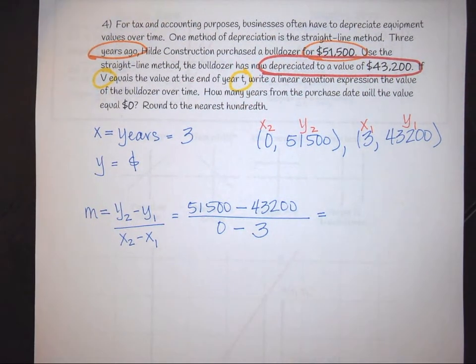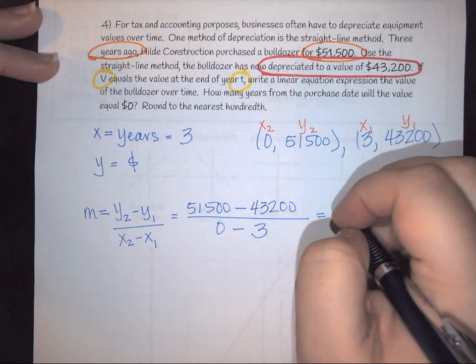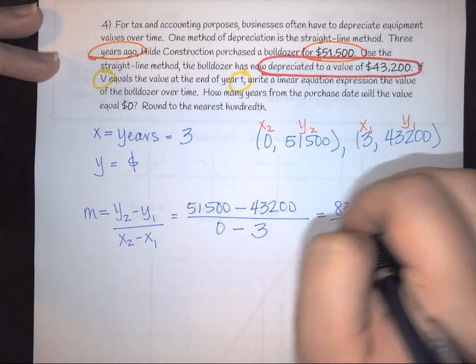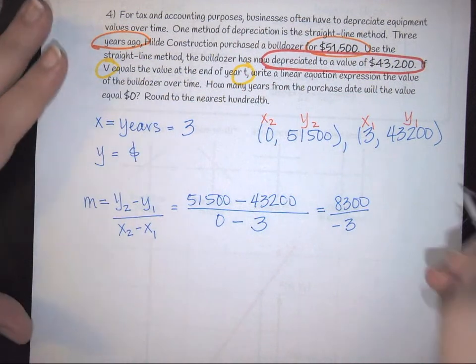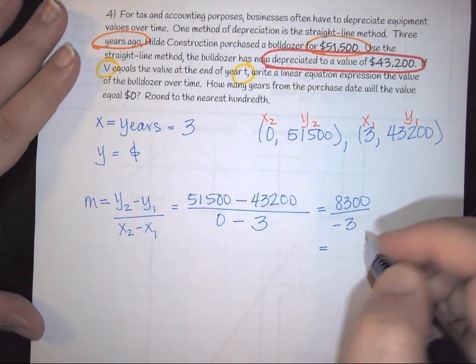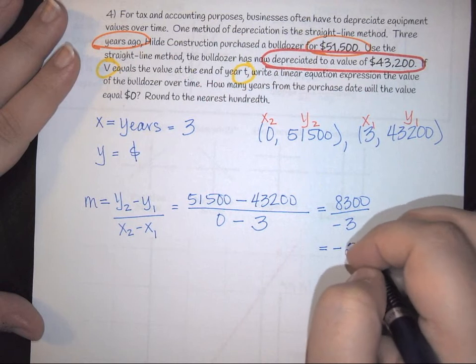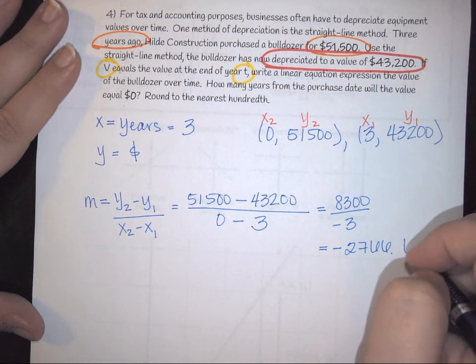Now depreciation means negative in value, so we would assume that we should have a negative slope. If we do 51,500 minus 43,200, we are going to end up with 8,300 divided by negative 3. Divide that by negative 3 and we're going to get our value. So my slope here is going to be negative 2766.6 repeating.